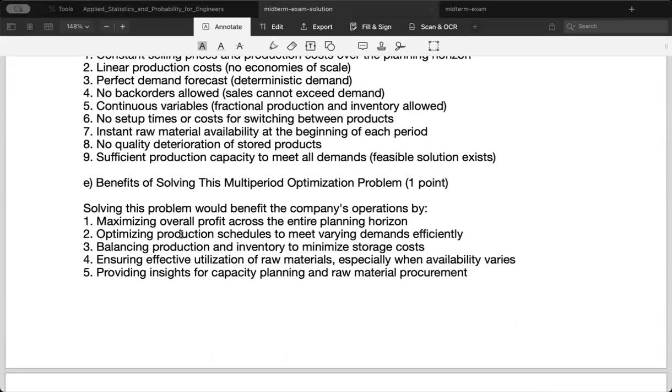Also, E, the benefit of solving this multi-period optimization problem. Of course, you can write some reasons why we solve this problem. Solving this problem would benefit the company operation by maximizing overall profit across the entire planning horizon, optimizing production schedule to meet varying demands efficiently, balancing production and inventory to minimize storage costs, ensuring effective utilization of raw materials, especially when availability varies, providing insights for capacity planning and raw material procurement. Okay, any questions?